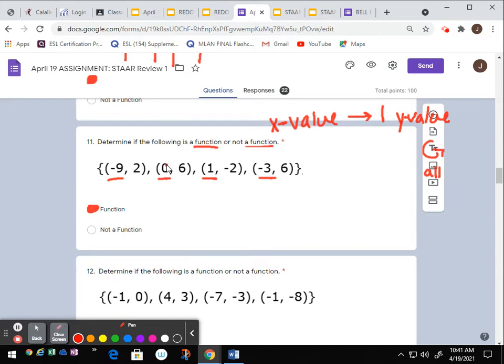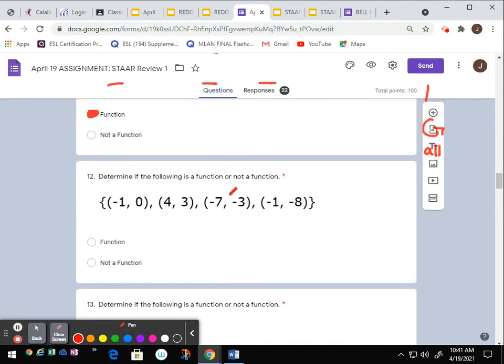Now let's say this 0 was a -9, then it would be not a function. But for this problem, we have no repeating x values. We have -9, 0, 1, and 3, which means they're all different, so we have a function.